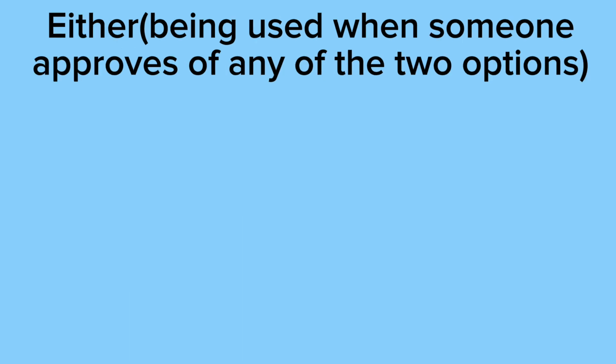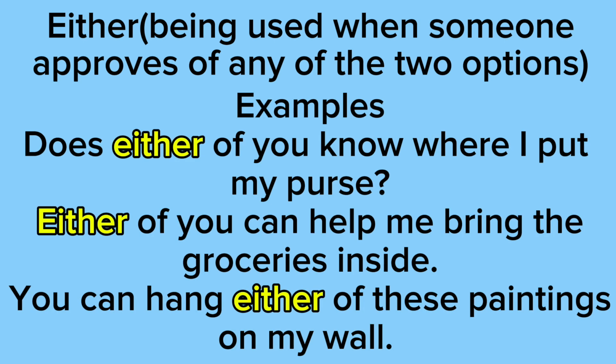Either or either being used when someone approves of any of the two options. Or they could just be referring to any of the two options. So our first example says, does either of you know where I put my purse? So this person is asking, does either of the two people know where they put their purse? And the reason why I said they is because I don't know if it's a he or a she.